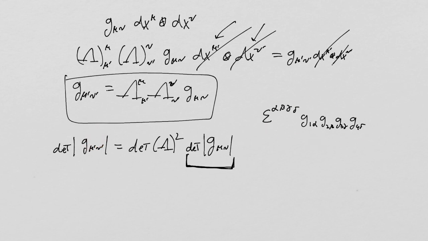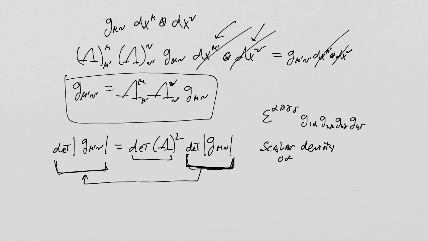It's the same formula. So this determinant, when you switch from the unprimed to the primed system, it's got a factor of the determinant of the covariant transformation squared. So this thing here is transforming as a scalar density of weight 2.